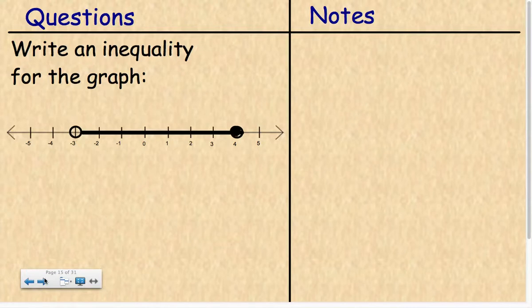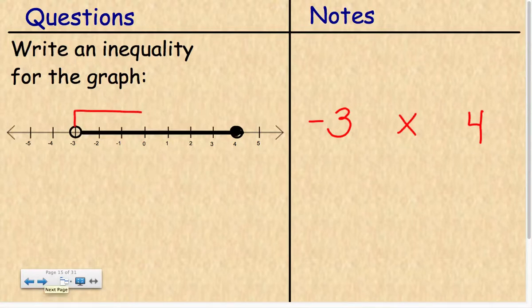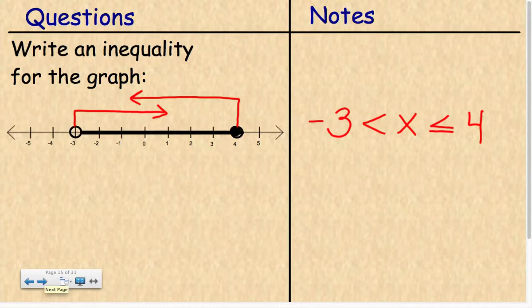This time we've got our circles on -3 and +4. I'll put my x in the middle. So this one, my x values are greater than -3, so my alligator mouth needs to be open to the x. No line underneath because it's an open circle. My x values are less than 4, and then I need a line underneath it because it's a closed circle. So -3 is less than x, which is less than or equal to 4.